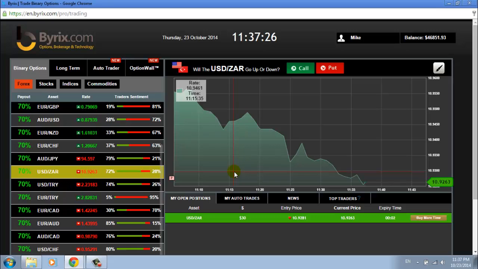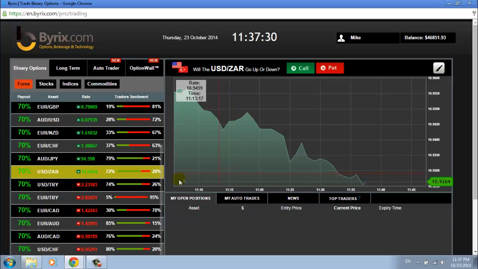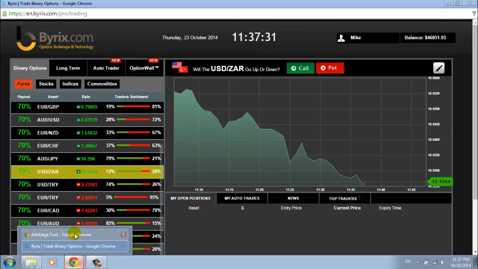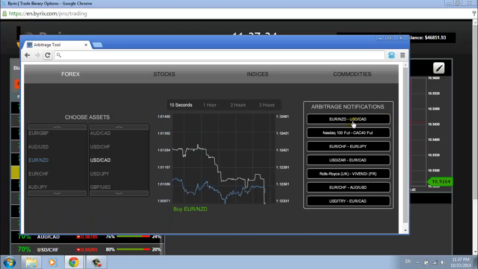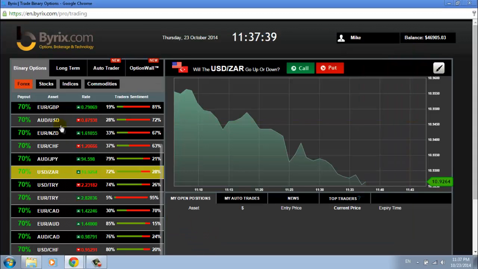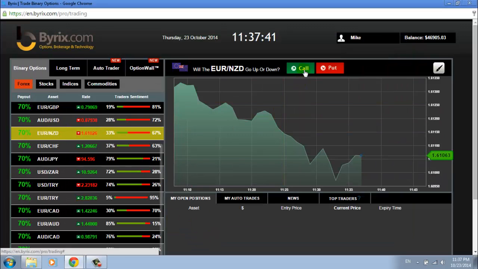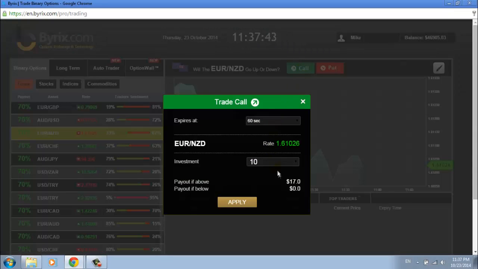Five seconds left for that trade. Let's see how it comes out. Great, it's a profitable trade. Back to the full arbitrage trading tool. Now let's look at the new notification, Euro against New Zealand dollar. So back to the platform, we're going to pick that pair and click on call because it said buy.